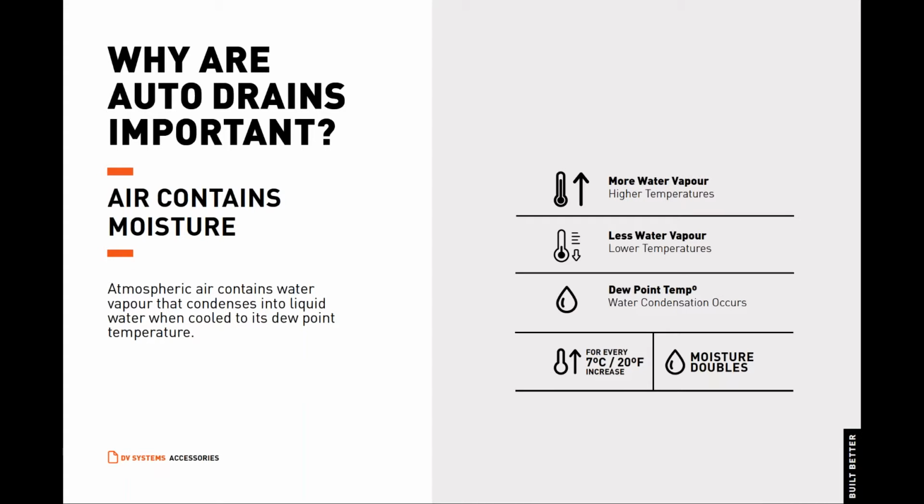So why are auto drains crucial in maintaining an efficient and properly functioning compressed air system? All atmospheric or ambient air contains moisture in the form of water vapor, which will condense into liquid water when air cools down to its dew point, the point where it can no longer hold water vapor. The amount of moisture in ambient air depends upon its temperature and relative humidity. The warmer the temperature, the more moisture ambient air can hold.